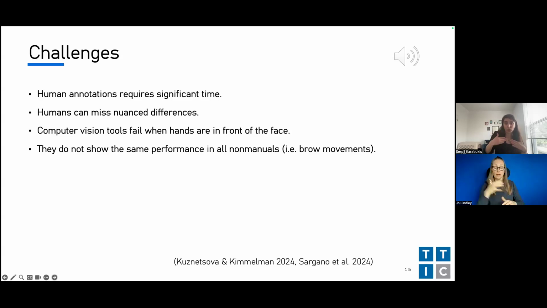Computer vision tools also fail when hands are in front of the face. Let's say I have the sign FATHER coming to my forehead in ASL, and this will occlude the vision. And not all the tools are sensitive to all non-manuals. In this case, we have a successful analysis and results for head nod, but we know from the literature that brow movements are more complicated.